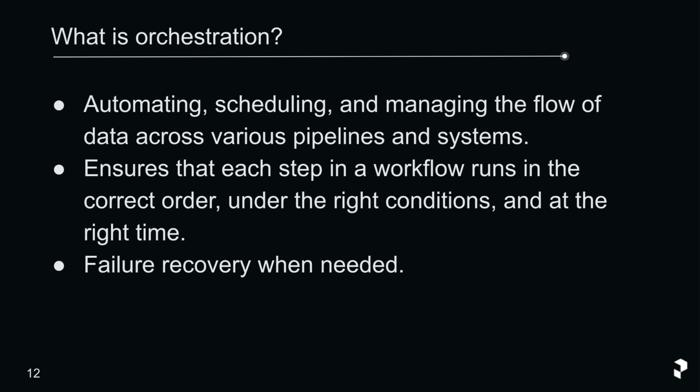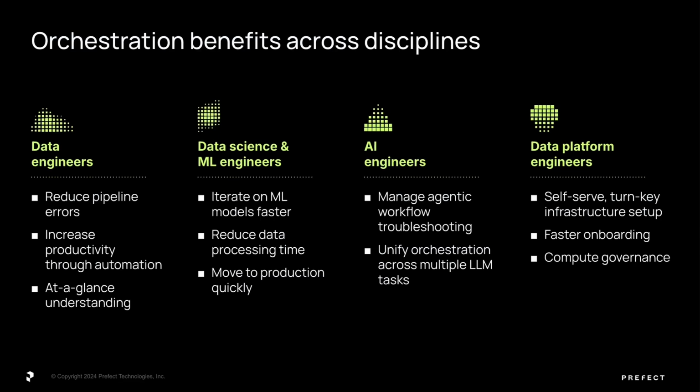So, what is orchestration? Orchestration overall is the process of automating, scheduling, and managing the flow of data across various pipelines and systems. Orchestration ensures that each step in a workflow runs in the correct order, under the right conditions, and at the right time. And it also ensures that there is a path to failure recovery when needed. Adopting an orchestration platform offers a ton of benefits across a variety of disciplines, from data engineering to data platform engineering, AI engineering, ML engineers, everyone in between.